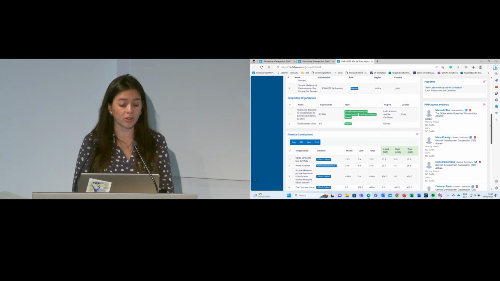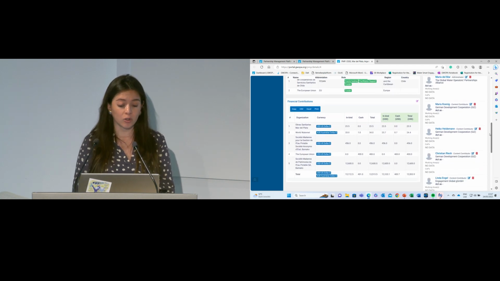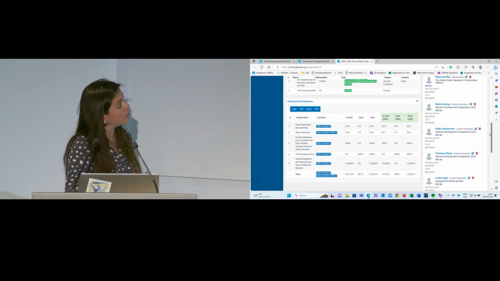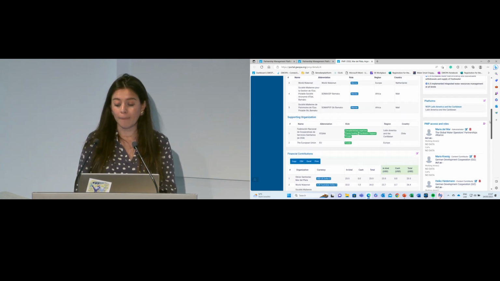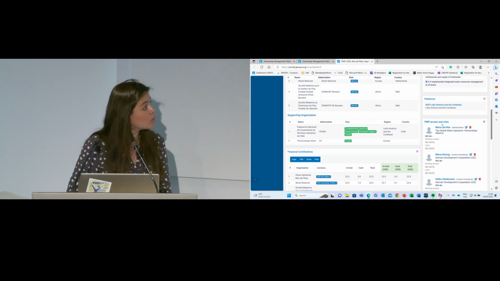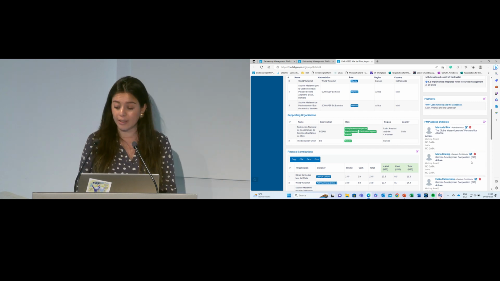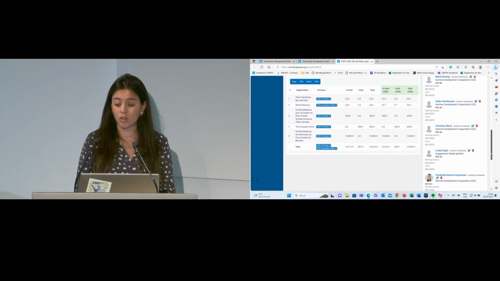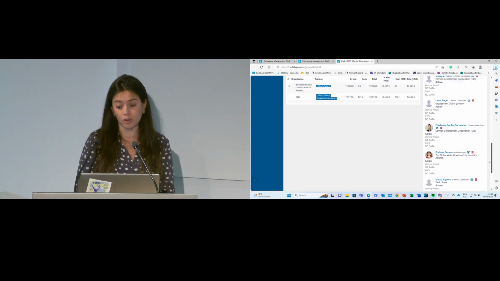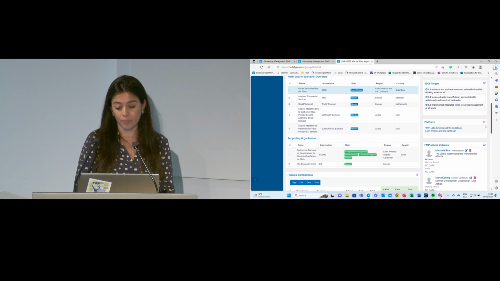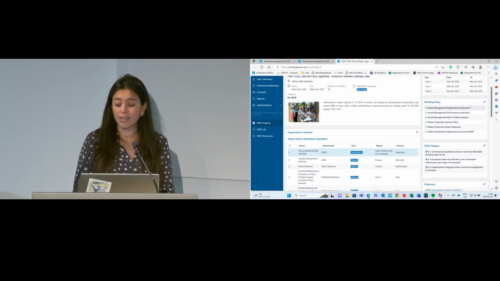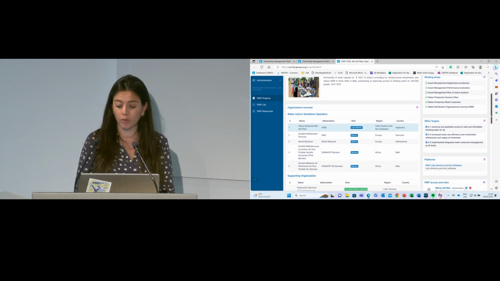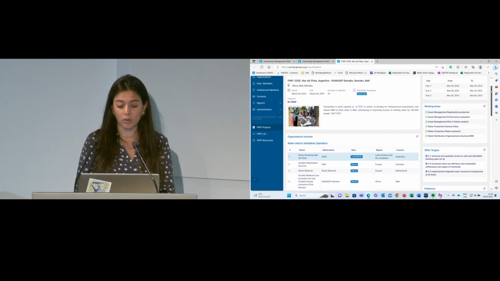Who are the supporting organizations? The financial contributions. This part as well is private, the financial contributions for the others. And the PMP access and roles as well. Here you will see the list of people that is contributing, viewing, or administrating the project. Okay, you have the list of the working areas that this WOP is working on, the SDG targets, the platforms as well, in the case that you're involved with a platform.